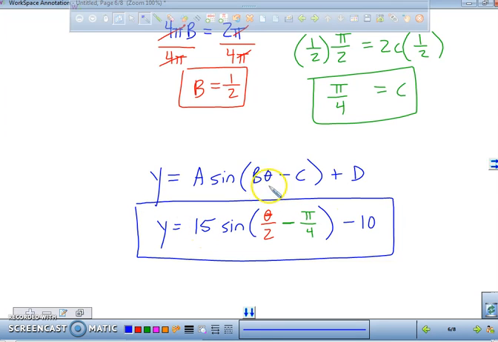With your A, your B plugged in, your C plugged in, and your D plugged in. Just remember, I said A was 15 or negative 15. I said the B value was equal to a half. I said C was equal to pi over 4, and D simply equaled a negative 10. And that's your final answer for problem number 5.